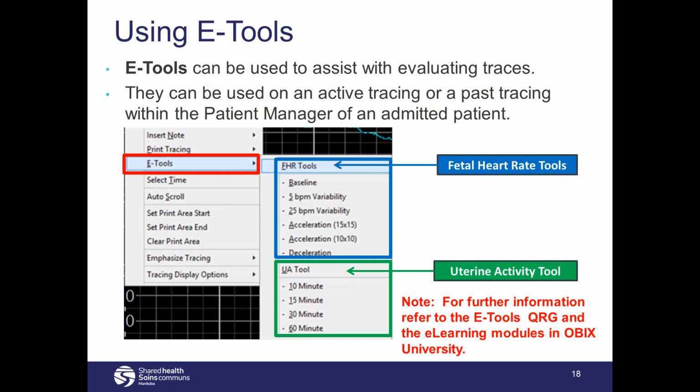A clinician may use the e-tools to help evaluate the patient traces. The two types of e-tools available are the fetal heart rate or FHR tools and the uterine activity or UA tools. E-tools can be used within the patient manager for an admitted patient's active tracing or past tracing.